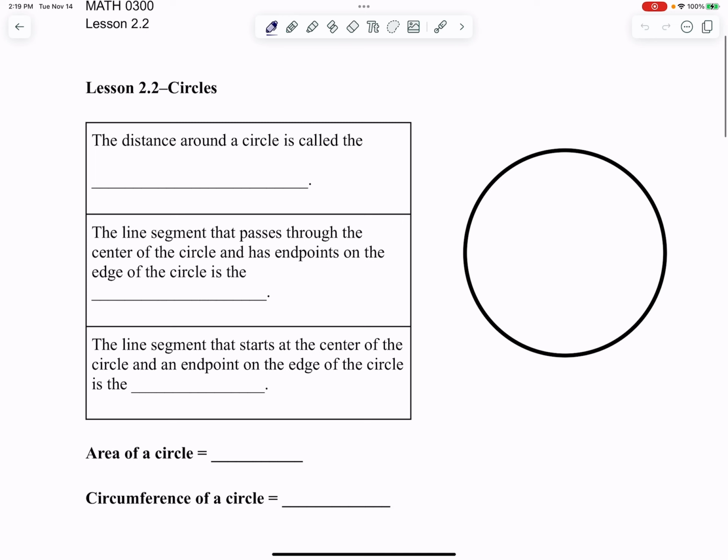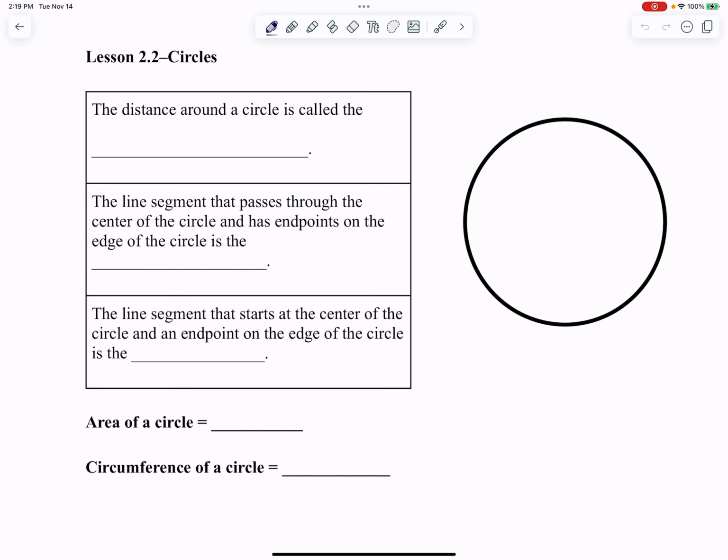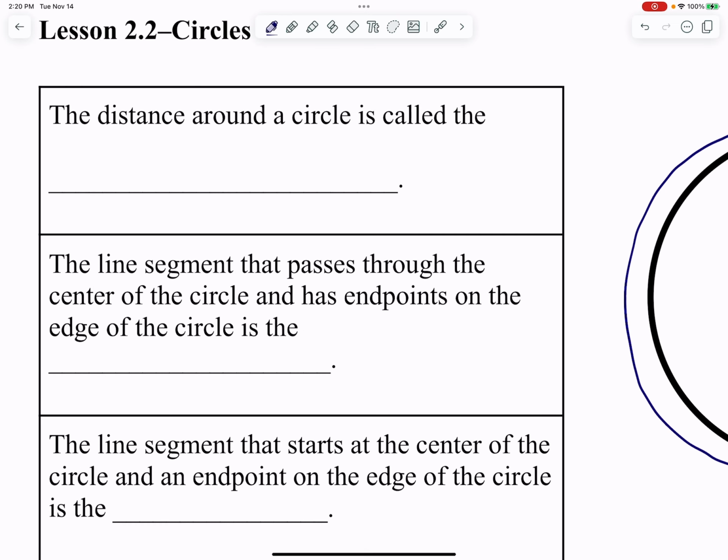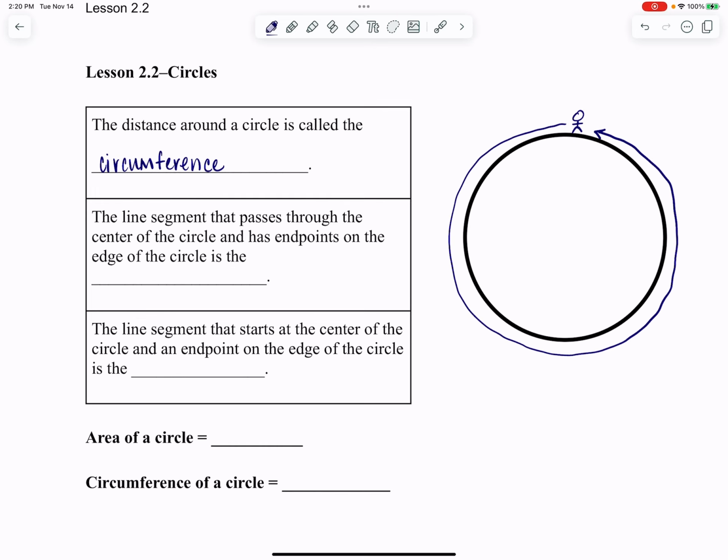So when we talk about a circle, the distance around the circle, so if you were to stand right here and you walk your happy little self all the way around and back to where you started, you have walked around the entire circumference of the circle. It's like perimeter, but for circles.